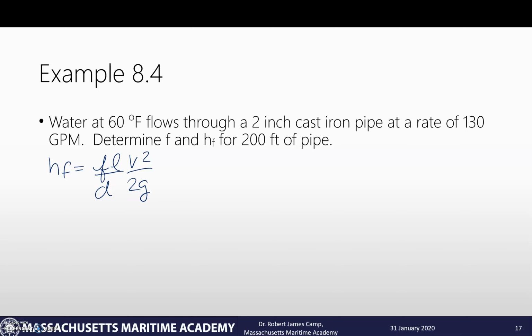Okay, so one of the first things we need to know is some properties of water. If I look up water at 60 degrees, I will find that the kinematic viscosity is 1.21 times 10 to the negative 5 feet squared per second.